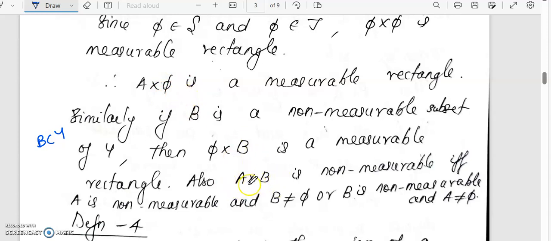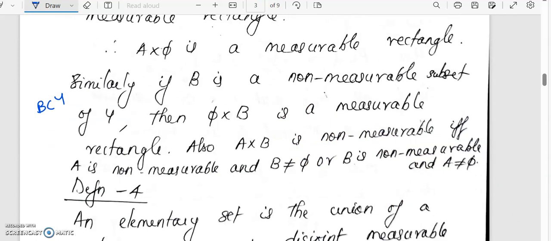Now if you have a case where A cross B, both are non-measurable sets, A is non-measurable, and B is not empty and B is non-measurable, in that case this will be a non-measurable rectangle. So that is the case where we obtain a non-measurable rectangle. So A cross B is non-measurable if and only if A and B are both non-empty and both non-measurable; only then will we get a non-measurable rectangle.